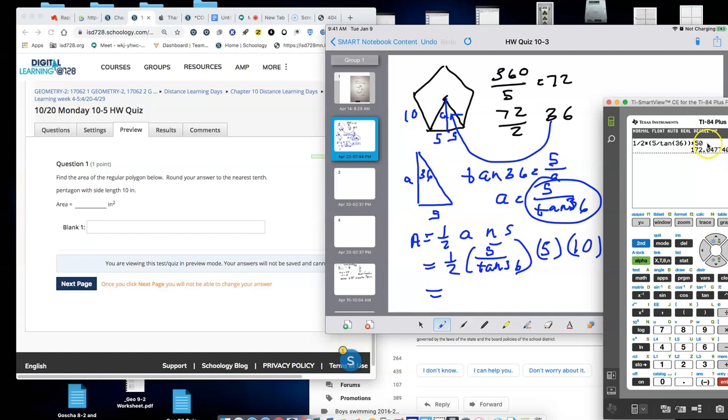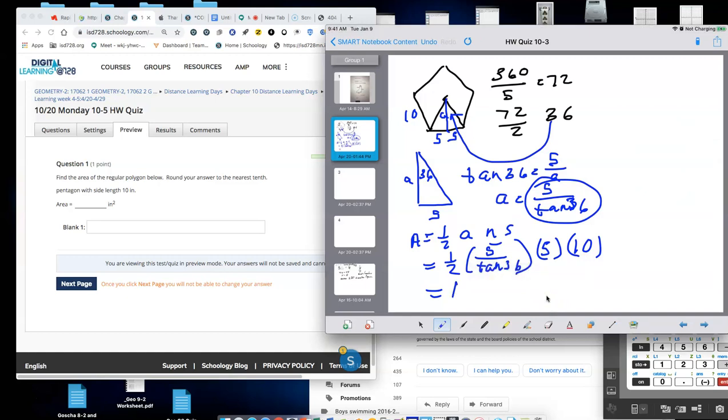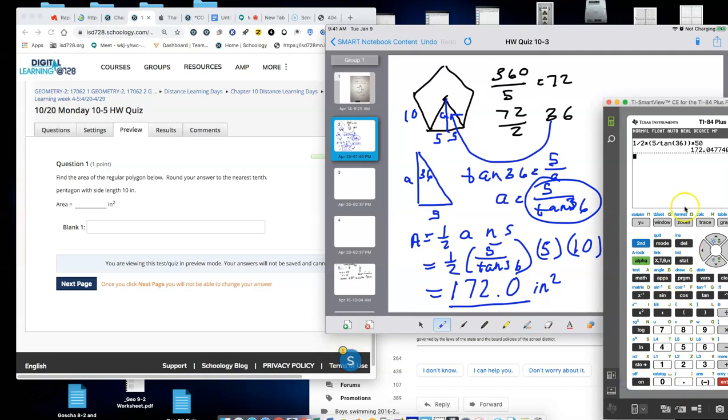172.047. I'm supposed to round to the tenth because this number right here is a 4. So my answer, rounding to the tenth, is 172.0. I put in the 0 because I'm showing that I'm rounding to the tenth. Keep in mind that this is inches squared. If I were going to round to the hundredth here, I would have gone 172.05 because the 7 is greater than 5 and that 4 would go up. But that's our first one.